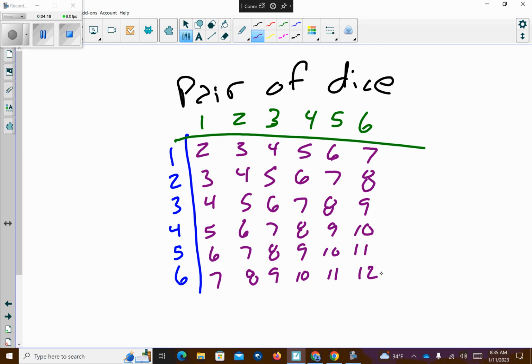What are some things that you kind of notice about the purple on my screen? Are there some numbers that happen more than others? Which number appears to happen the most? 7. Okay? So 7 happens most often.